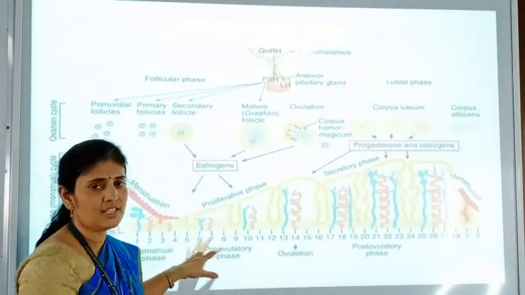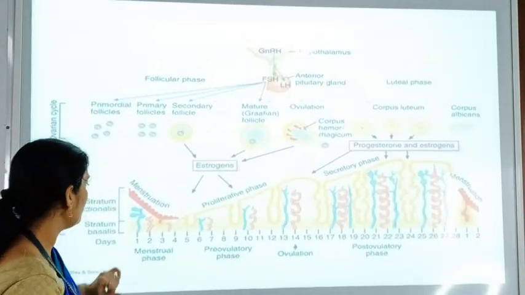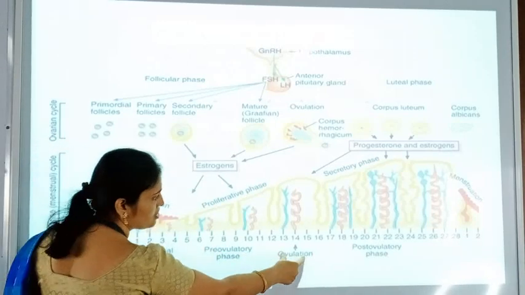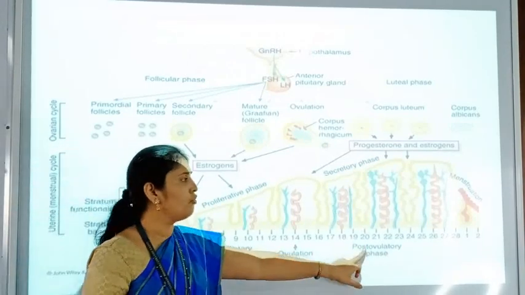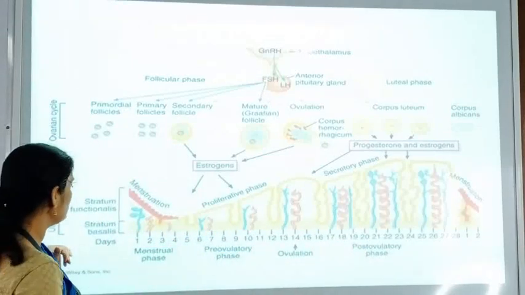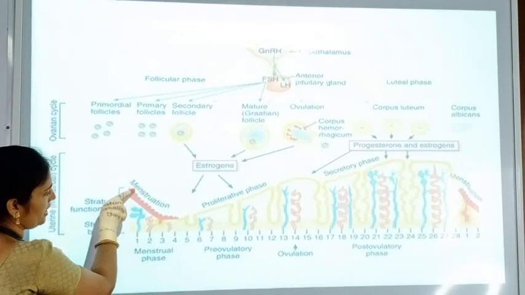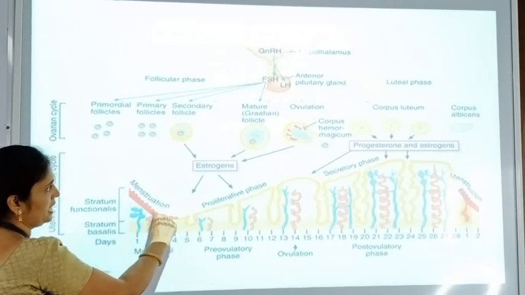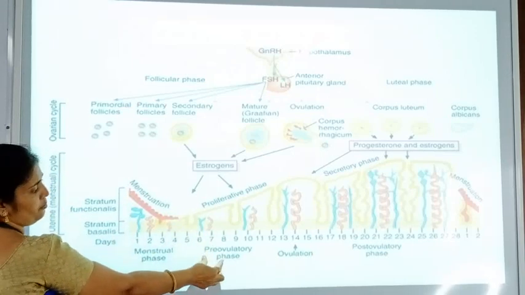So this is another diagram you have to see here. This is the menstrual phase, this is the ovulatory phase, this is ovulation, and this is the post-ovulatory phase. What happens, you see here: first to fourth day menstruation, the thickness of the endometrium goes on decreasing.